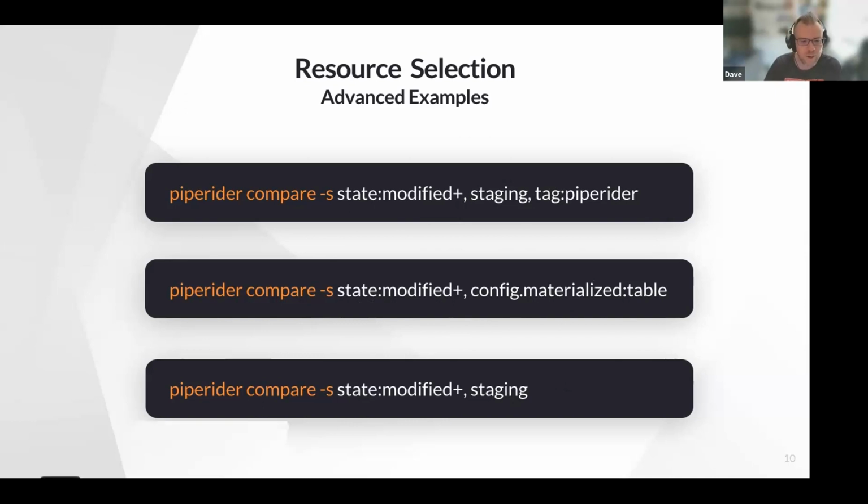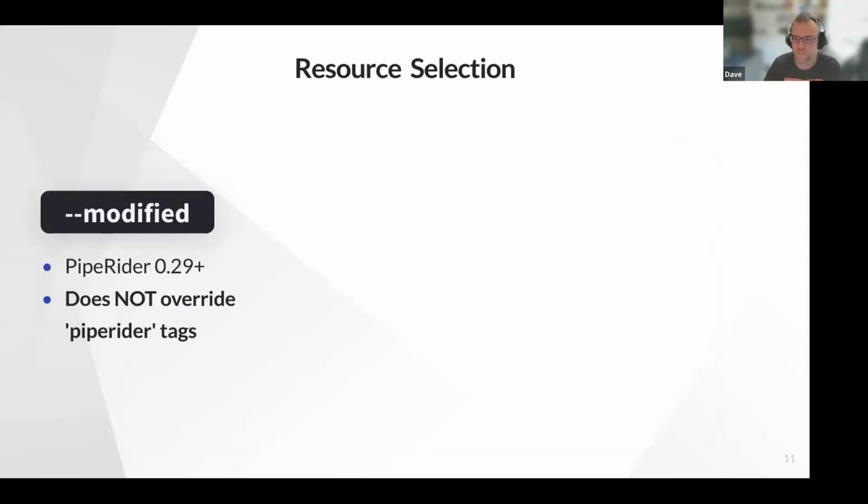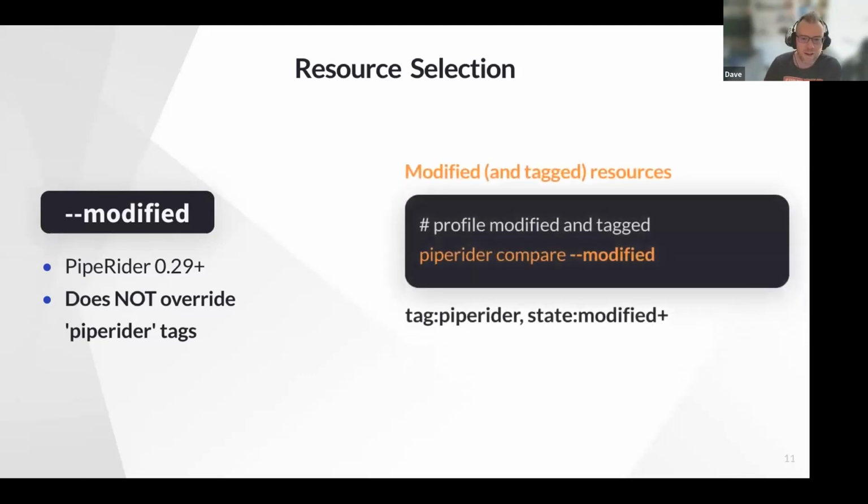So the second option we added is the modified option. Now you might wonder, why do we need modified if you can already pass state to the select option? But unlike select, modified does not override PipeRider tags. So when you run PipeRider compare and pass in the modified option, behind the scenes you're running PipeRider on all resources that are tagged with the PipeRider tag and that have been modified. It depends on your use case, but with select and modified, we really feel that you've got fine-grained control over how you work on your project in PipeRider.